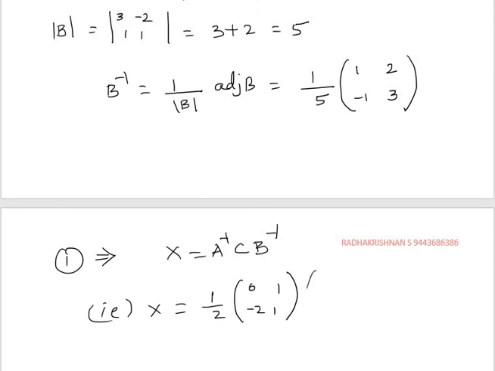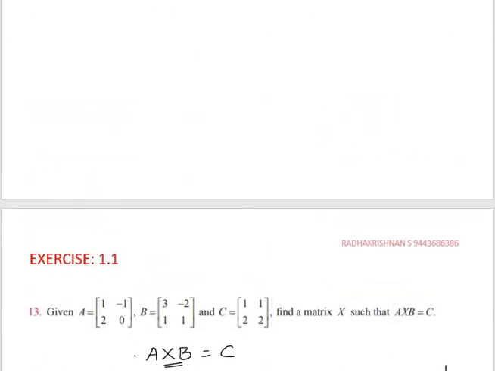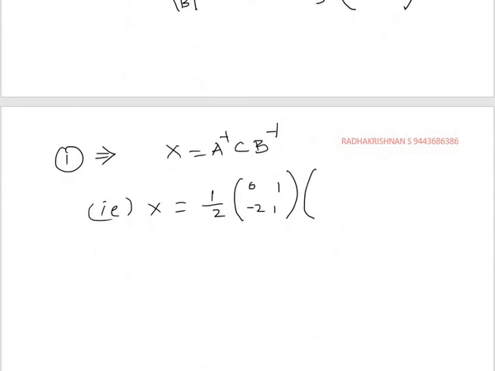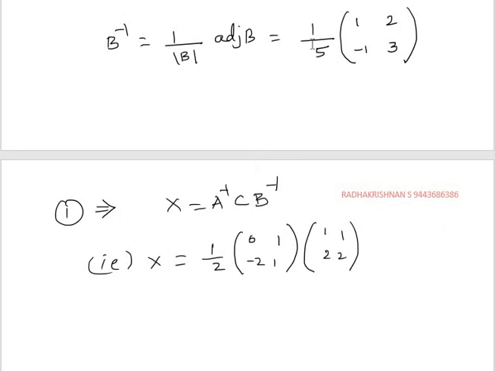Next is C. What is C? Yeah, that is the question. C is, see the question, 1 1 2 2. And B inverse, this is also what we already found. Understood? Here it is, 1 by 5, into 1 by 5 into 1 2 minus 1.